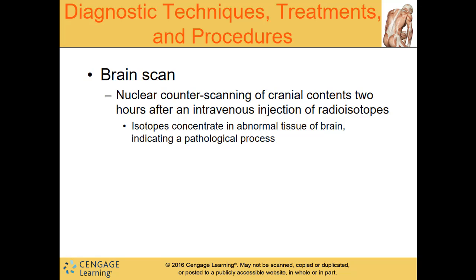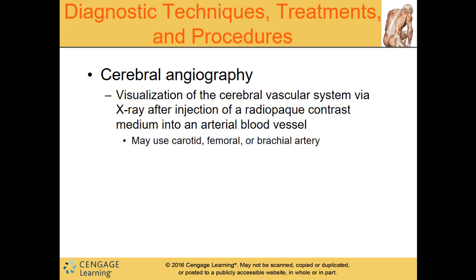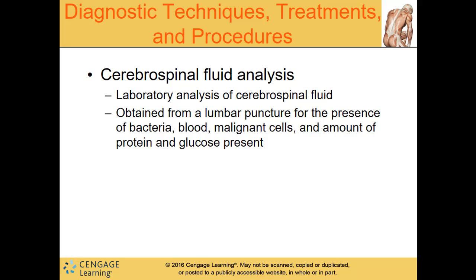Brain scan. Nuclear counter-scanning of cranial contents 2 hours after an intravenous injection of radioisotopes. Isotopes concentrate in abnormal tissue of the brain, indicating a pathological process. Cerebral angiography. Visualization of the cerebral vascular system via X-ray after injection of a radiopaque contrast medium into an arterial blood vessel. May use carotid, femoral, or brachial artery.